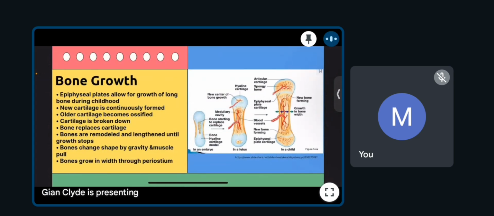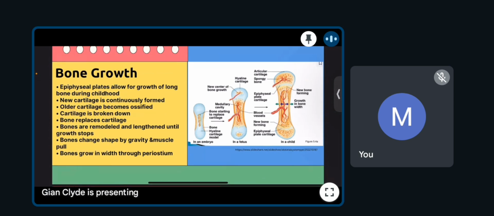The older cartilage becomes ossified, nawawala. So the cartilage is broken down, and the bones replace the cartilage. The bones are remodeled and lengthened until the growth stops, until it reaches its maximum limit. While the bone changes shape by gravity and muscle pull, and the bone grows in width through the periosteum.